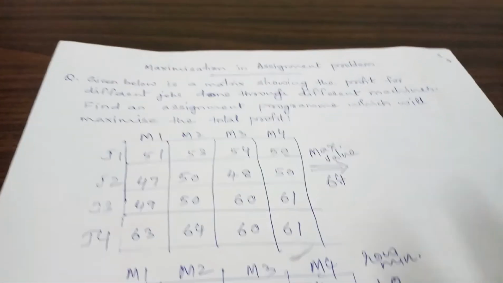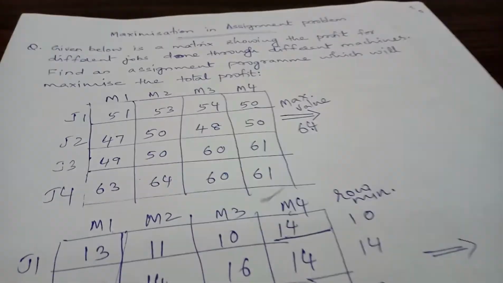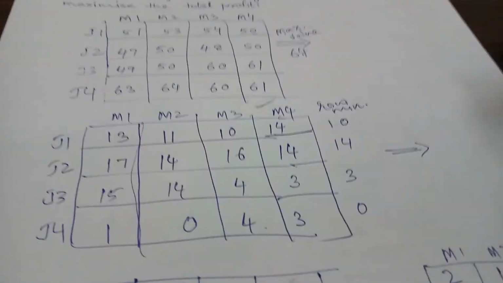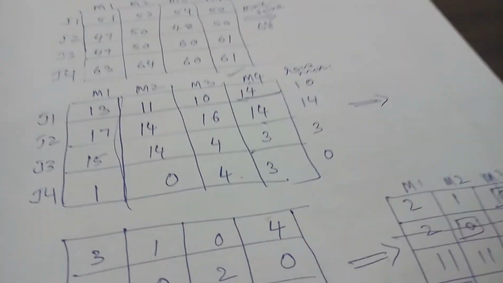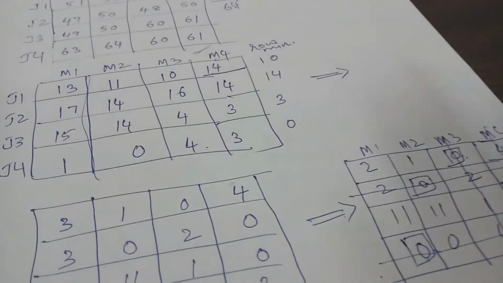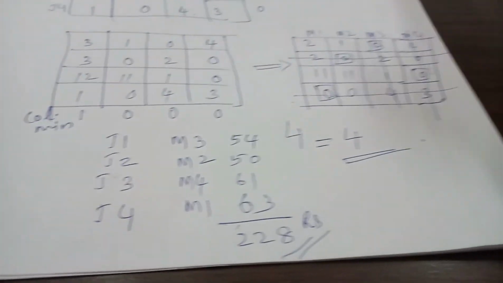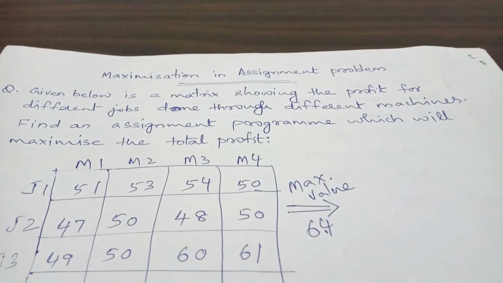So the thing is that first take the maximum value from the matrix, subtract each entry from the maximum value, and you will get a matrix. Then as usual, go for the row minimum, subtract it, go for the column minimum, subtract it, then go for row scanning and then column scanning. Check whether the marked zeros are equal to the number of rows, and if they are equal, come to the conclusion, or else go for the Hungarian method and do it. So that is how maximization is done in assignment problem.